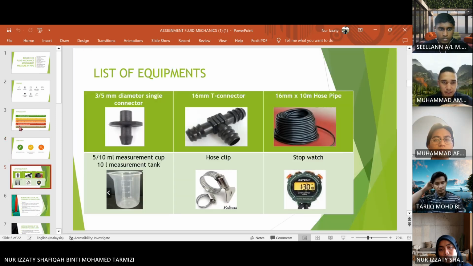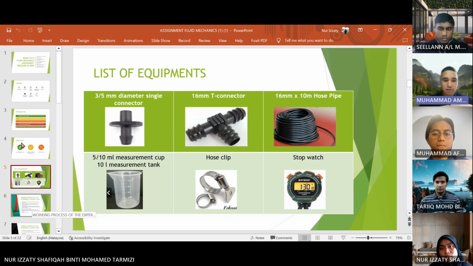Okay, next is the list of equipments that we use in this experiment. So the first one is the diameter single connector. The second one is the 60mm T connector and 60mm times 10m hose pipe. Other than that, we also use the stopwatch for the time recording. Also we use hose clip, 5 or 10mm measurement cup and 10-liter measurement tank.